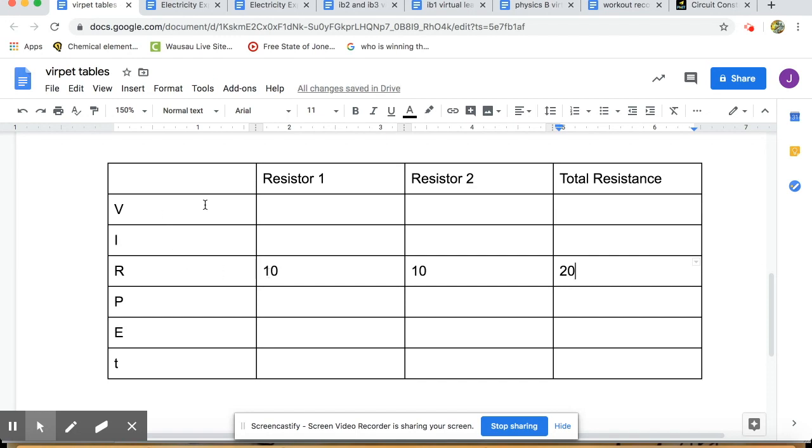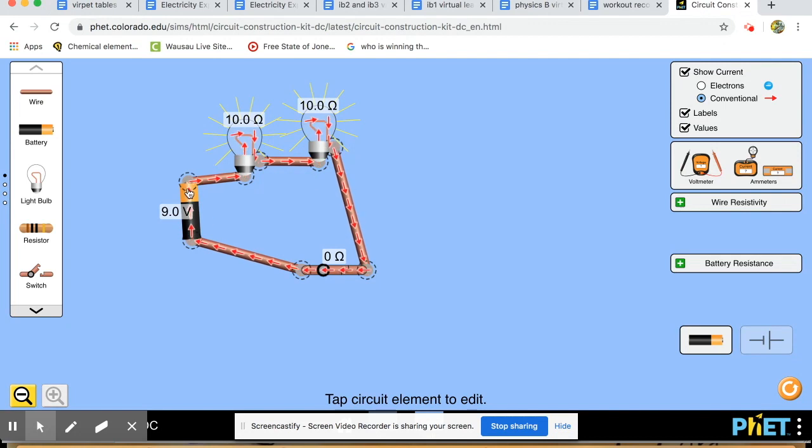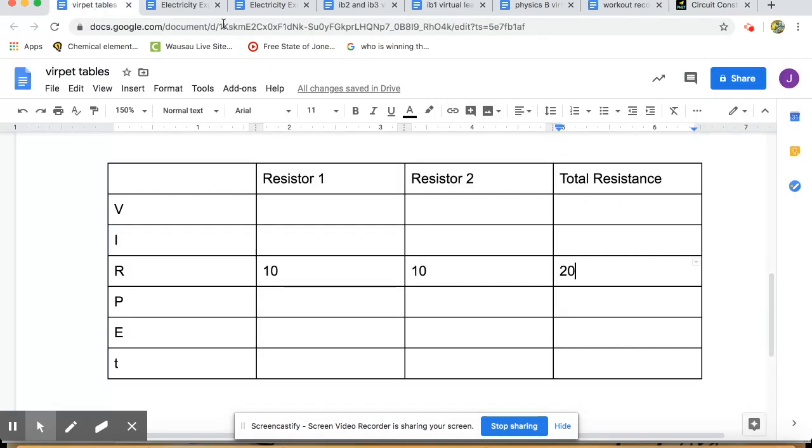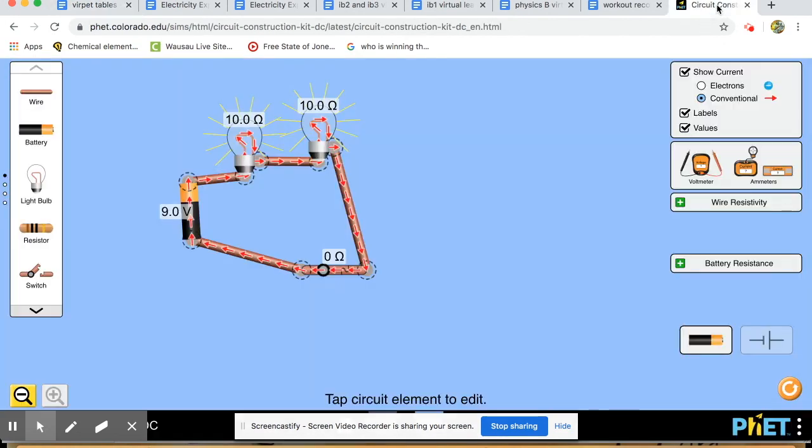Going to the voltage, I don't know how much voltage this resistor uses, or this resistor, but I know that the total voltage has to be the voltage of the battery. The battery's voltage was 9 volts. So I would just put 9 for the total. I won't put total resistance, I'll just put total. I'll put 9 for the total. And then it seems like my table is completely filled up with numbers from the circuit.